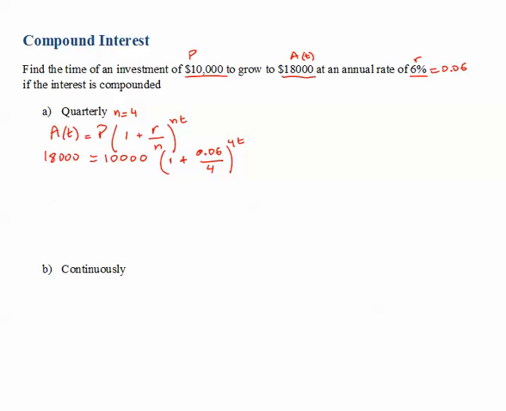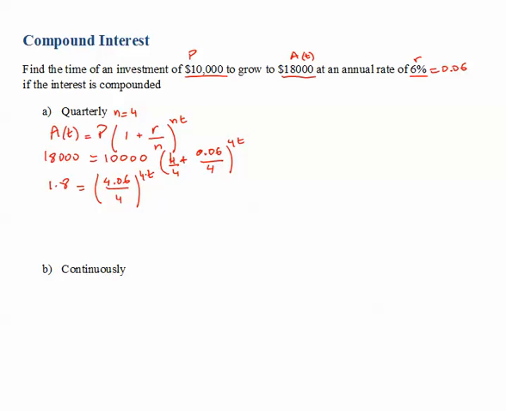So 1.8 is equal to, here instead of 1 I'm going to say 4 over 4. So 4 over 4 plus 0.06 over 4 is the same as 4.06 over 4. We just add 1 plus 0.06 over 4. Again, 1 I could make 4 over 4, and that is 4.06 over 4 to the power of 4t.